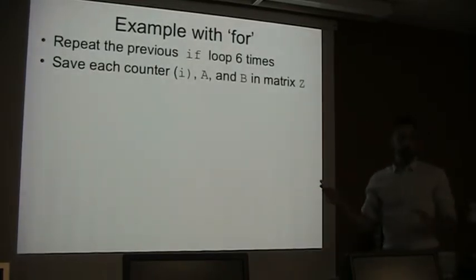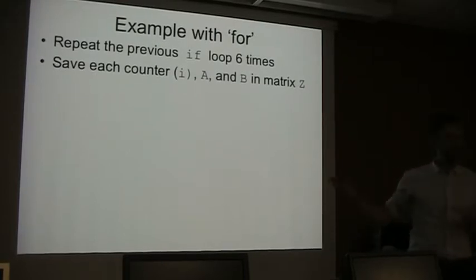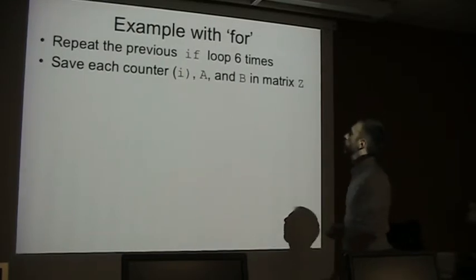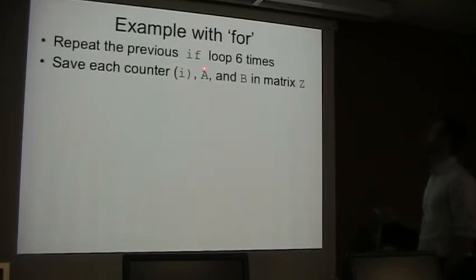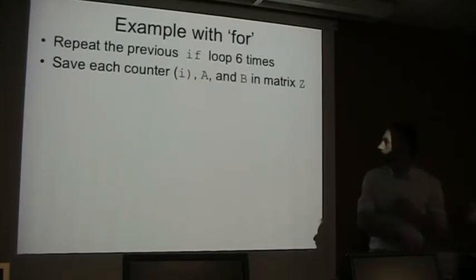I'm giving you now an example. Please try to type this in, start now, be fast and be precise, okay? So, we're going to take what we had before. Obviously you still have it, and we're going to loop it 6 times. And for each iteration, we're going to save I, which is the name of the counter, A and B, which were the outputs, in the matrix Z.